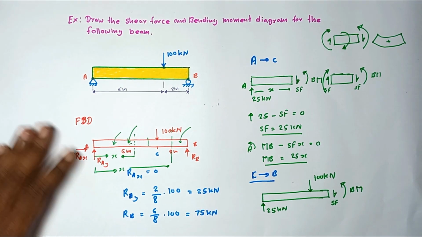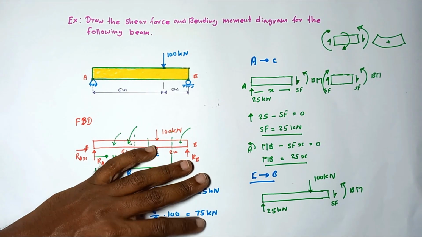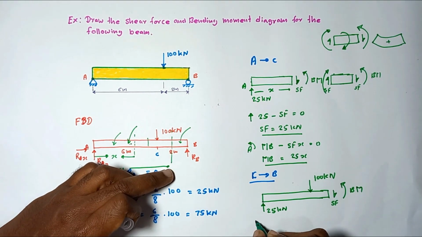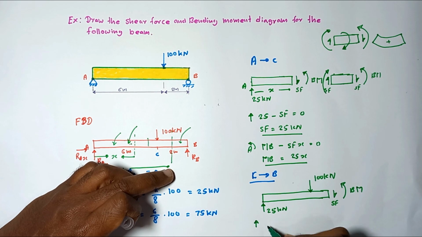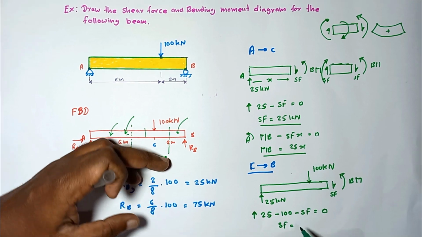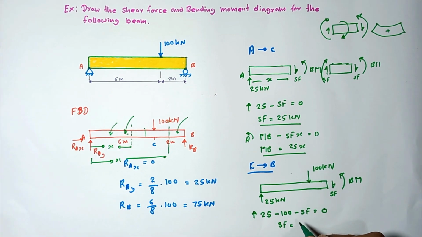Similarly to the previous one, I am going to obtain the shear force equation by resolving the forces in the vertical direction. By resolving all the forces in the vertical direction, 25 minus 100 minus shear force is equal to 0, so that the shear force is equal to minus 75.